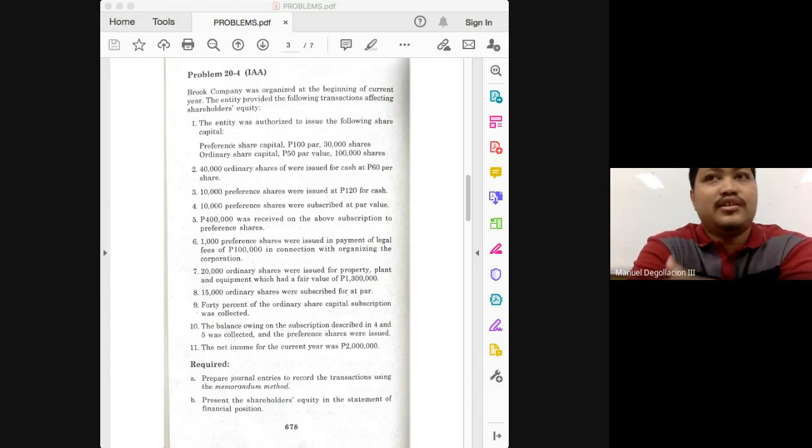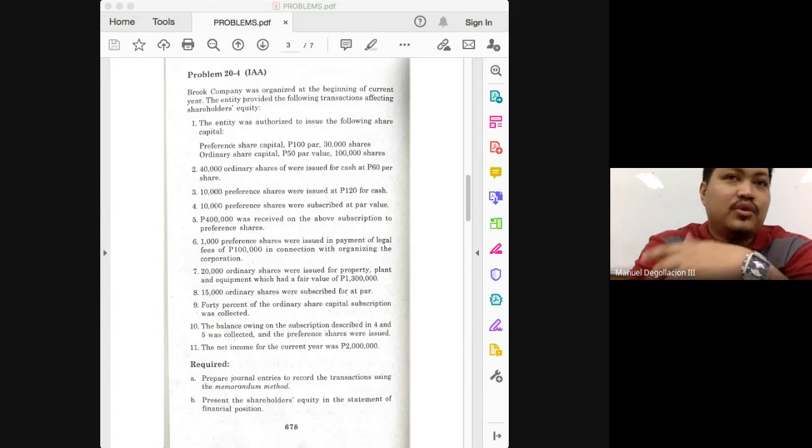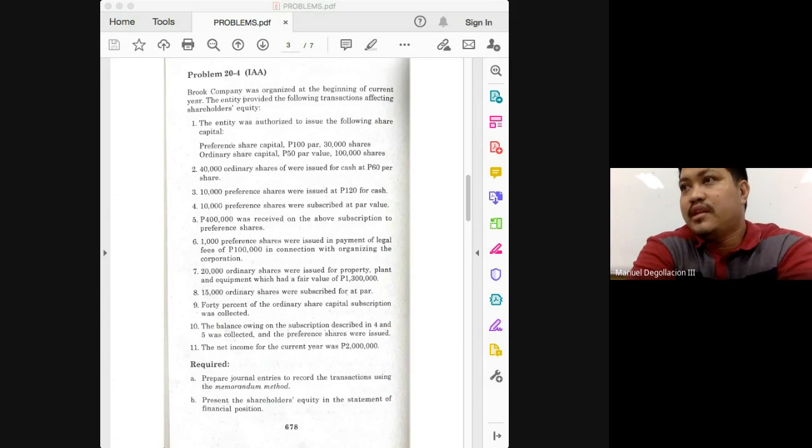At the very least, they should have been covered in your partnership and corporation course, and these could also have been covered in some of your accounting classes in senior high school. You're not allowed to say that you have no idea how to journalize these transactions. And mastering the journal entries, class, for transactions involving your shareholders' equity is very important because it's the surefire way of answering problems for shareholders' equity.